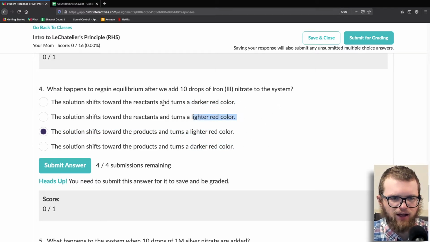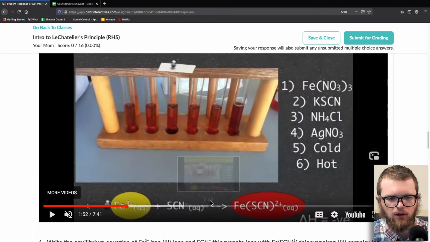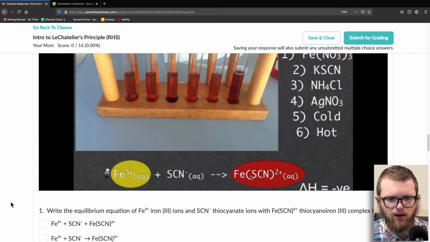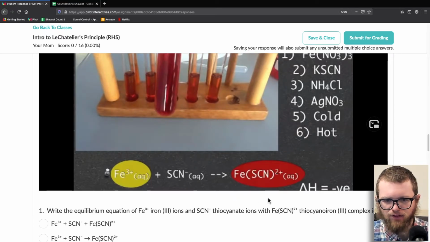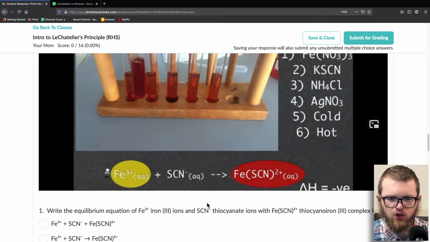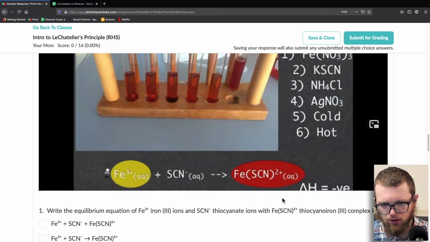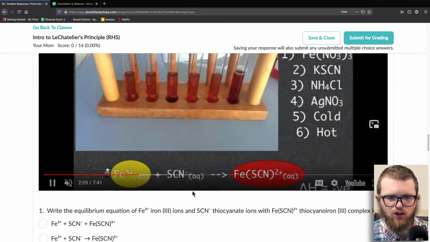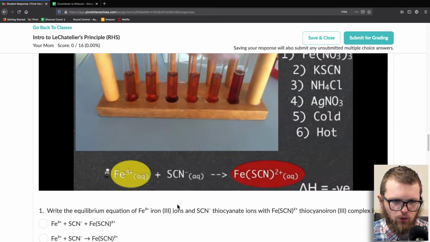And then the other half of the answers before this word and, 2 of these answers say the solution shifts towards the reactants, or the solution shifts towards the products. So if we go up here, we can see on the YouTube video on the bottom of the screen that the reactants are the iron 3 and the SCN minus, and the products are FeSCN2+. So if it shifted to become a darker color, that means it's shifted over here towards the products. If it shifted to become a lighter color, that means it's shifted over here towards the reactants.